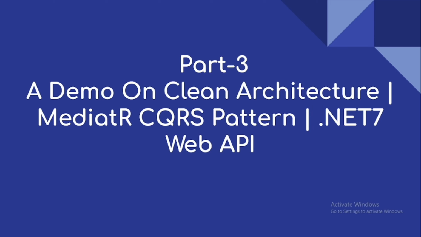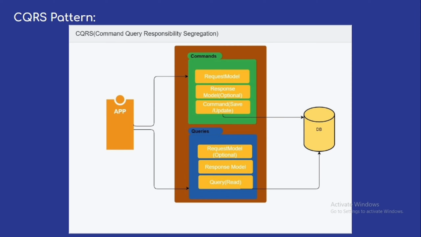So this is part 3 video on clean architecture, Mediator CQRS pattern implementing in .NET 7 Web API. The main idea of this video is to introduce the CQRS pattern using Mediator. First, let's understand the CQRS pattern.